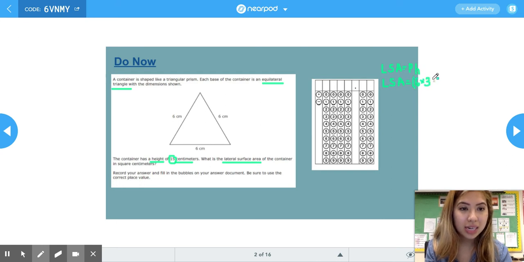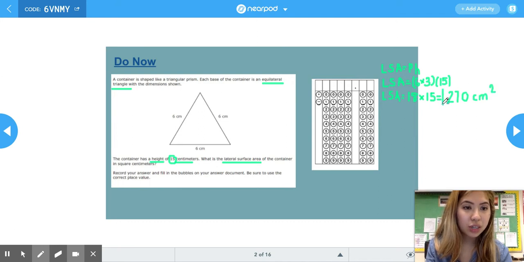Then the height is 15, so I'm going to multiply the 6 times 3 by the 15. 6 times 3 is 18. 18 times 15 is 270. And my unit of measurement in this problem is centimeters, so my answer is going to be 270 centimeters squared.